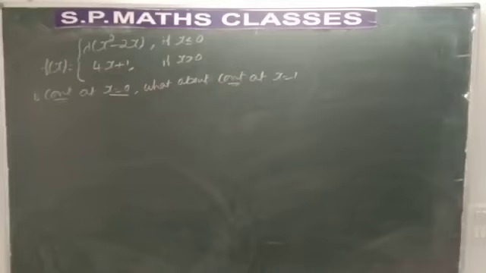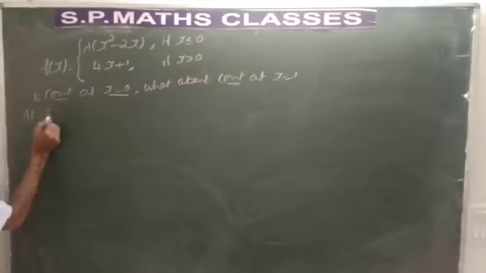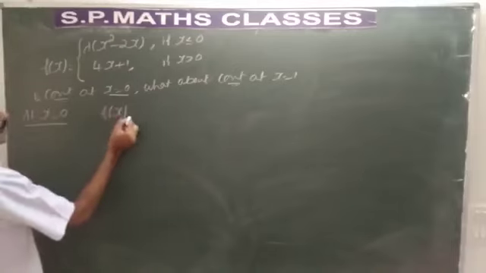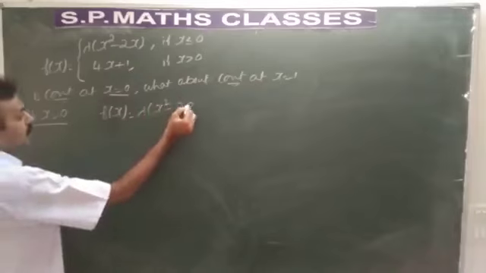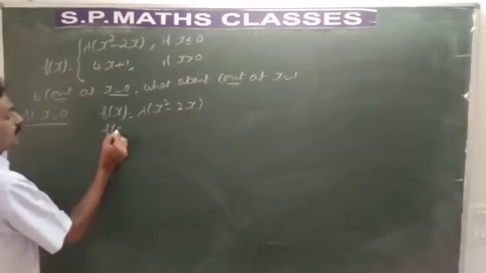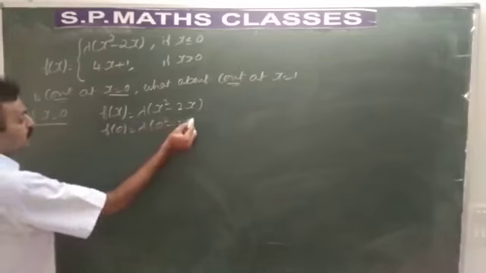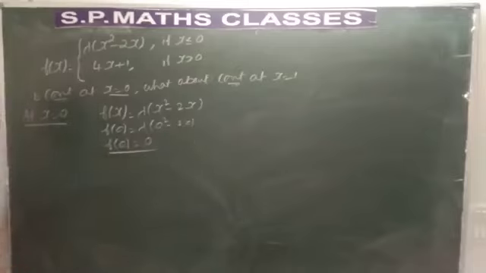So, let us consider at x is equal to 0 first. What is f of x? F of x will be lambda into x squared minus 2x. Put x as 0. F of 0 is lambda into 0 squared minus 2 into 0. F of 0 will be equal to 0.